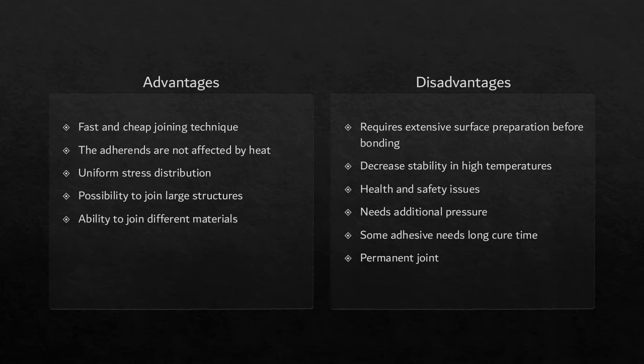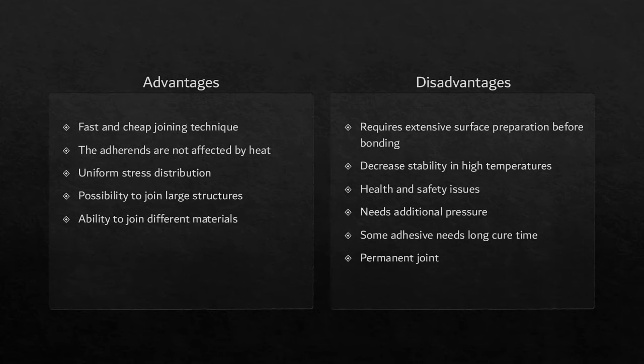The next is the advantages of using adhesive bonding compared to other joining methods. The first one is a fast and cheap joining technique. The second one is the adherents are not affected by heat. We just apply the adhesive and directly join the surfaces together without any heating process. The third one is uniform stress distribution, meaning the stress will be uniform all across the joint area. The fourth one is the possibility to join large structures. And the last one is the ability to join different materials. They can also make gas-proof and liquid-tight joints.